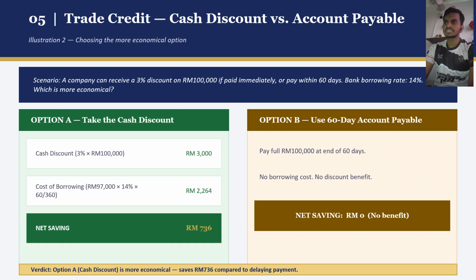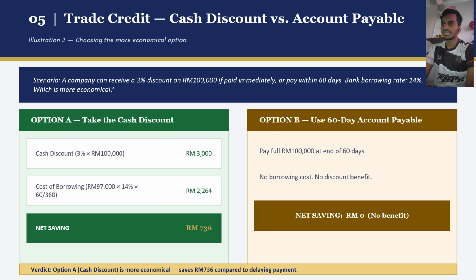Trade credit. Cash discount on an account payable. Scenario: a customer can receive a 3% discount on RM 100,000 if paying immediately, or pay within 60 days. The bank borrowing rate of 14% is more economical. Option A, take the cash discount: the cash discount is 3% times 100,000 equals 3,000. The cash cost of borrowing is 97,000 times 14% times 60 divided by 360, so the net saving is 736.